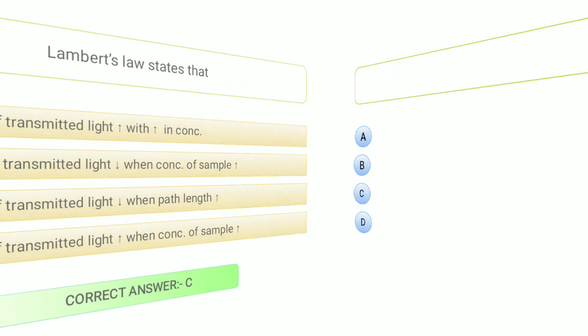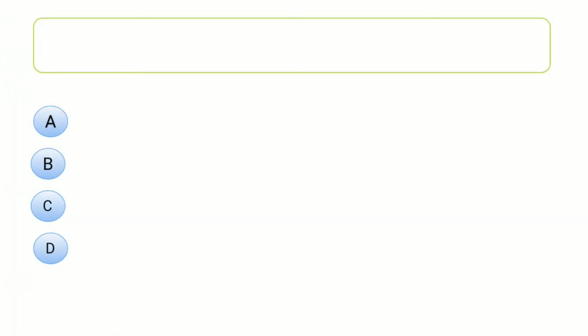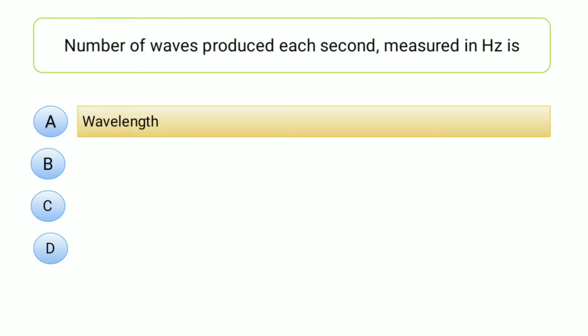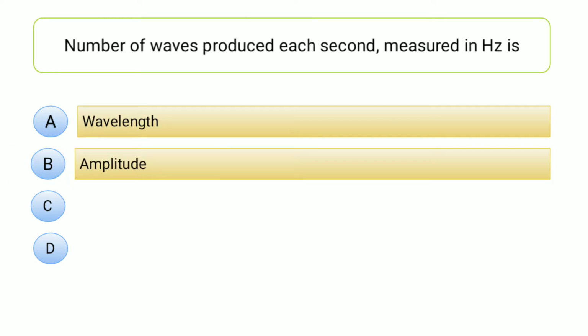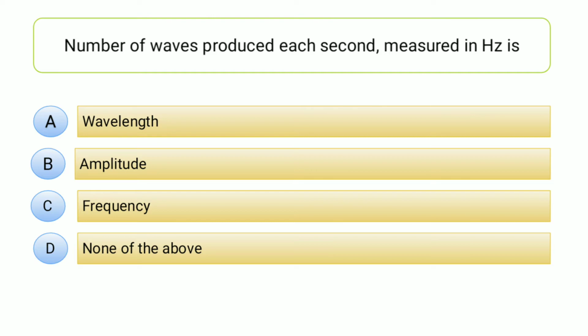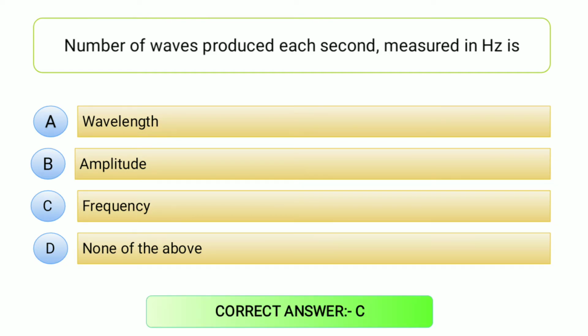Moving to the next question. The question is, number of waves produced each second, measured in hertz, is? And the options are A. Wavelength, option number B. Amplitude, option number C. Frequency, and option number D. None of the above. So the correct answer for this question is option number C, that is frequency.